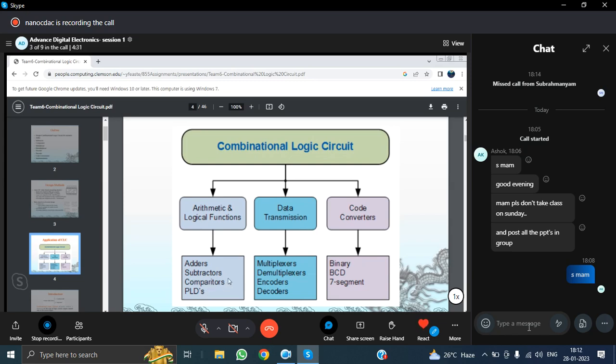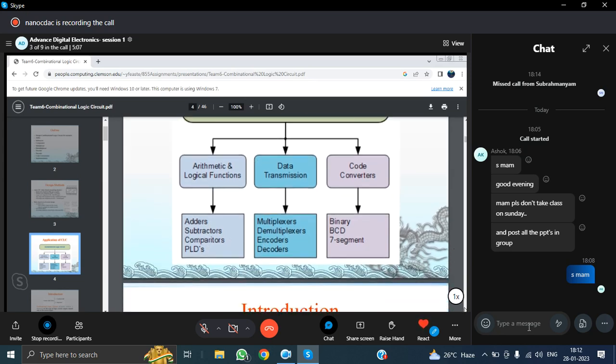For data transmission purposes, we will be using multiplexers, demultiplexers, encoders, decoders, encryptors, decryptors. So these are the basic combinational logic circuits. But apart from this, we do have many, and the code converters: binary, BCD, 7 segment, BCD to XS3, binary to gray. These are all the code converters. Here I am showing you the examples where we use the combinational logic circuits.